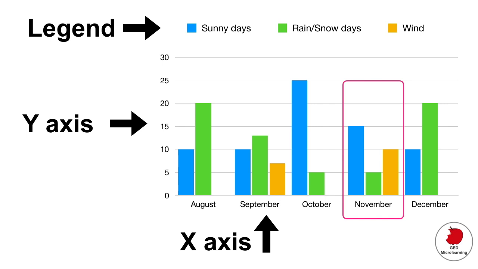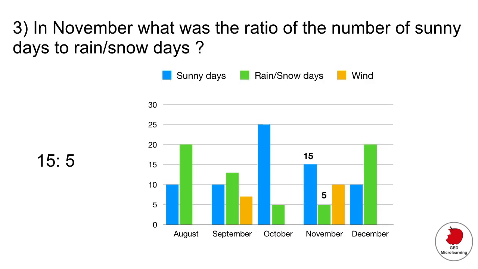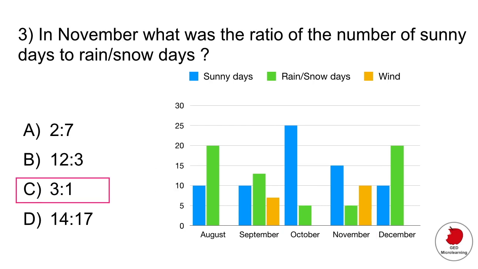If we look at the number of sunny days, follow that blue bar to the top and then to the left, to the y-axis. You can see there's 15 days of sun, 5 days of rain/snow, and 10 days of wind. The question specifically asks us for the ratio of sunny days to snow days. So it would be 15 to 5, and if you simplify it, that would be 3 to 1. So your answer is C.